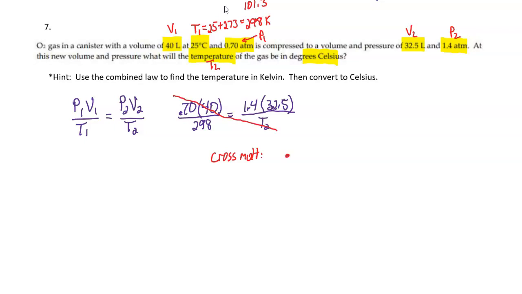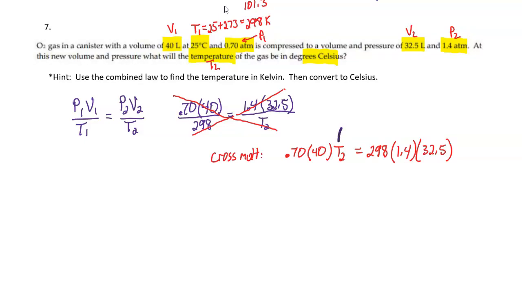You're going to get 0.70 times the 40 times the T2. And then that ends up being equal to the product of the other diagonal: 298 times the 1.4 times the 32.5. Again, the point of cross multiplying is it takes an equation that has fractions and it makes it into an equation that doesn't have any fractions.